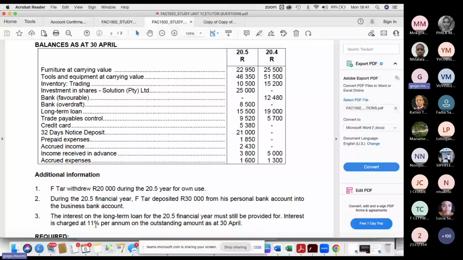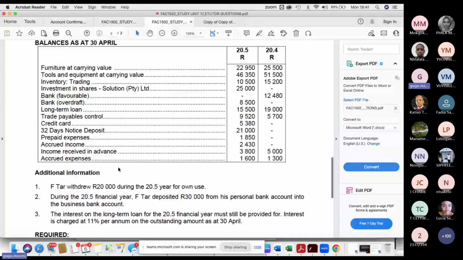If we were in practice, it would be an accrued expense as well; we need to pay this. So in our scenario, our long-term loan is 15,500. So how you get the 1705 is: your balance as at the end of the year, 15,500, times 11%, and that will give you 1705. That is the interest that you would have had to pay on this loan. That's how we get the 1705.